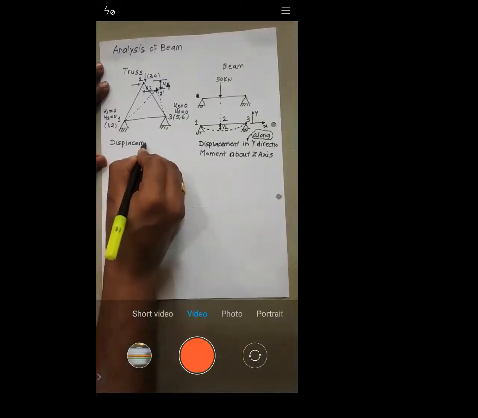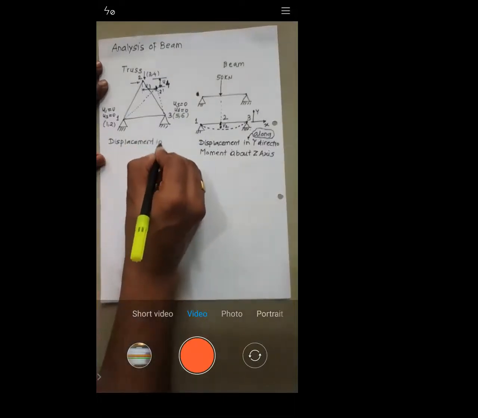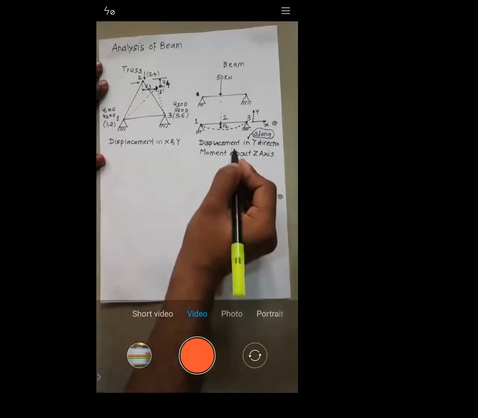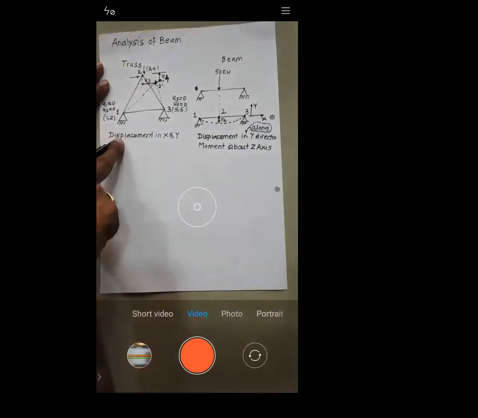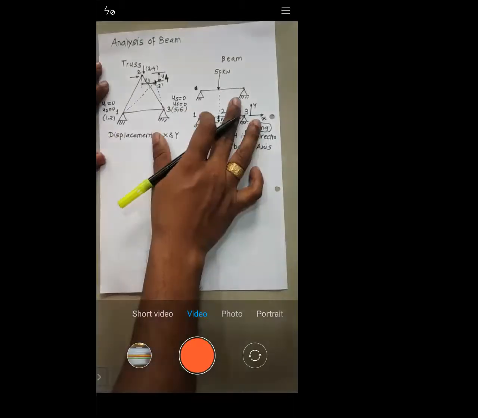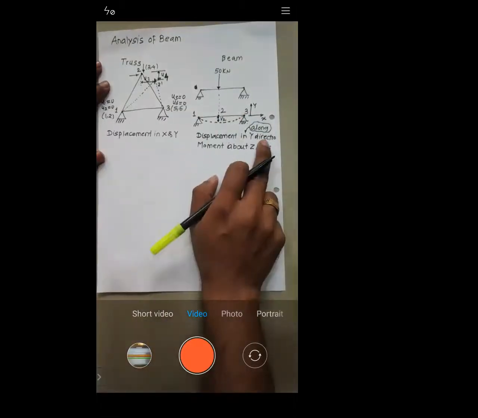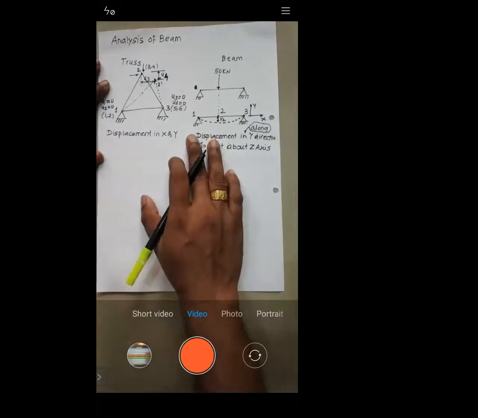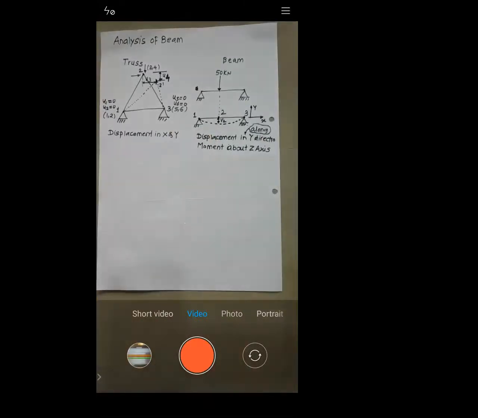So in truss, you have displacement in x and y direction. Yes or no? But in the beam, you have displacement only in y direction, but you have movement about z axis. Is it okay to each of you? Let me know. Okay, now we will start with the problem.